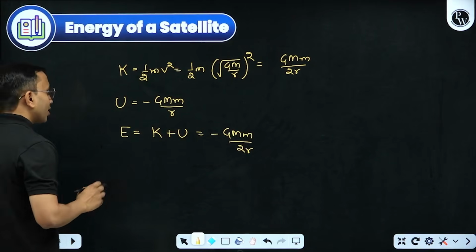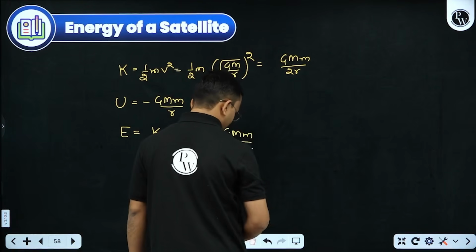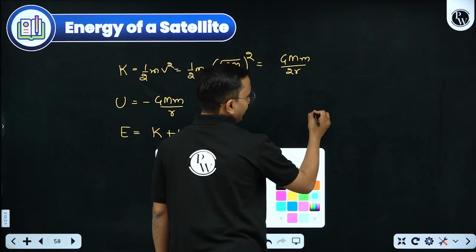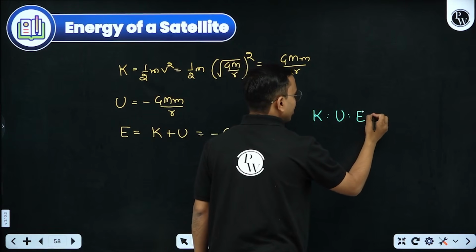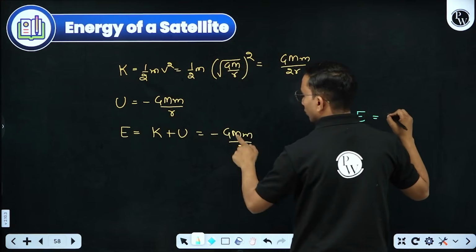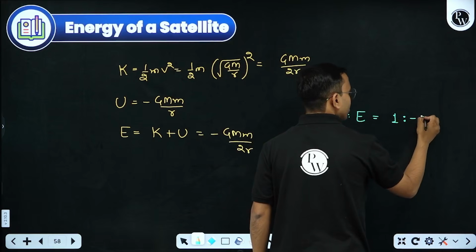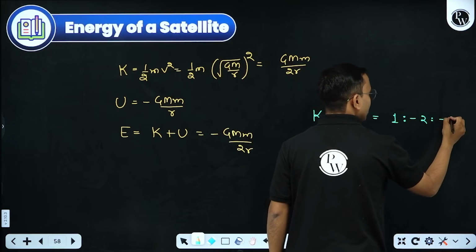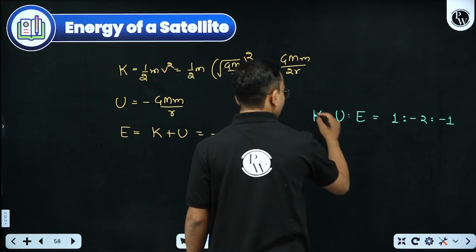Now the ratio of kinetic to potential to total. This ratio, keep this in mind, this is very important. Kinetic is to potential is to the total energy. If you see the ratio, this is 1 is to minus 2 is to minus 1. So 1 is to minus 2 is to minus 1. This ratio is important to remember.